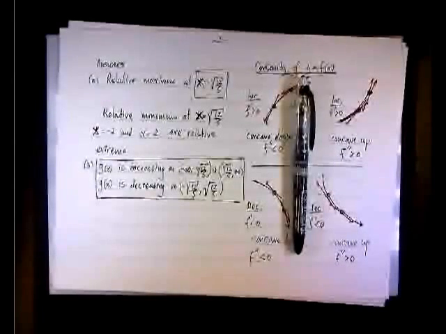Okay, the curve of a function is concave up if at any point the tangents are below the curve, except of course when they actually touch the curve. And the function is concave down if at any point in the domain of this function the tangents are above the curve, except when they actually touch the curve.